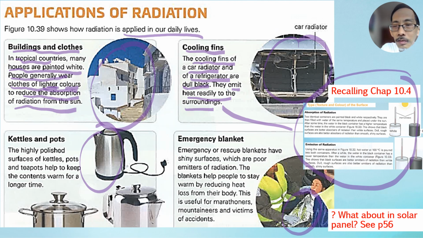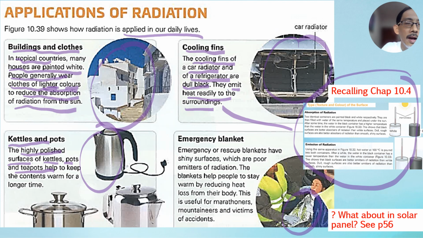Go to the next application, which we just talked about in convection. But in this case, it's not what's inside, but what is on the outside: the surfaces of kettles and pots. Any kettles and pots that you find at your home are all highly polished. Any reason for doing that?